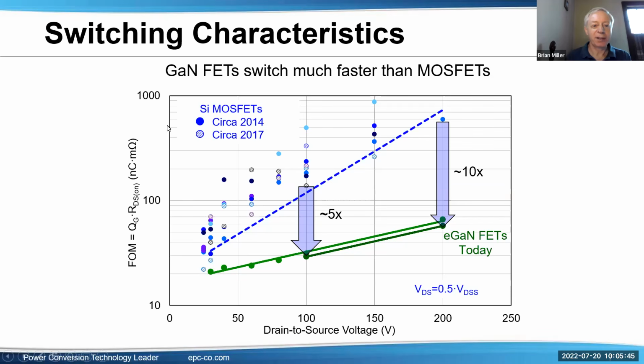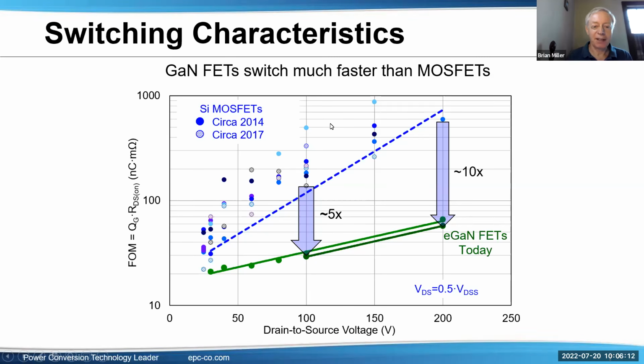Okay, switching characteristics. As it says here, GaN FETs switch much faster than MOSFETs. And as the voltage goes up, you'll see the benefit increasing about 5 times or more at 100 volts and about 10 times or more at 200 volts. So the figure of merit here is the charge on the gate times the resistance.